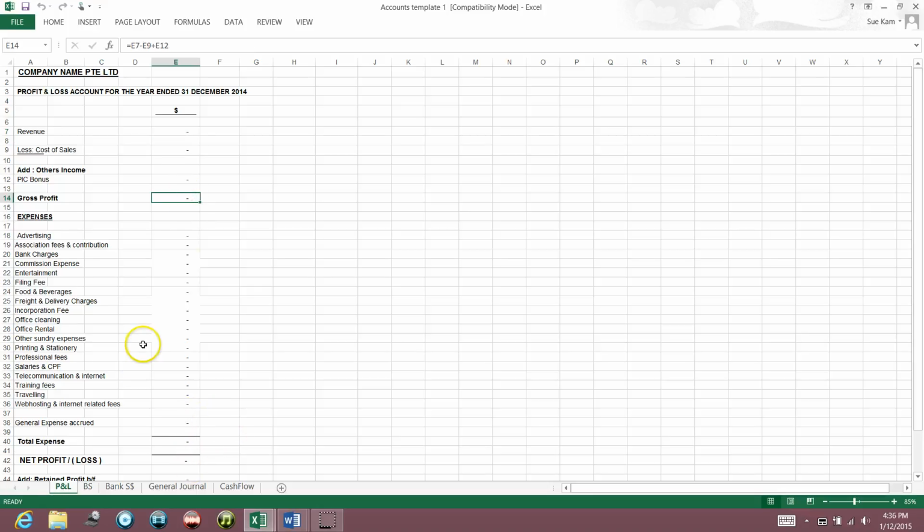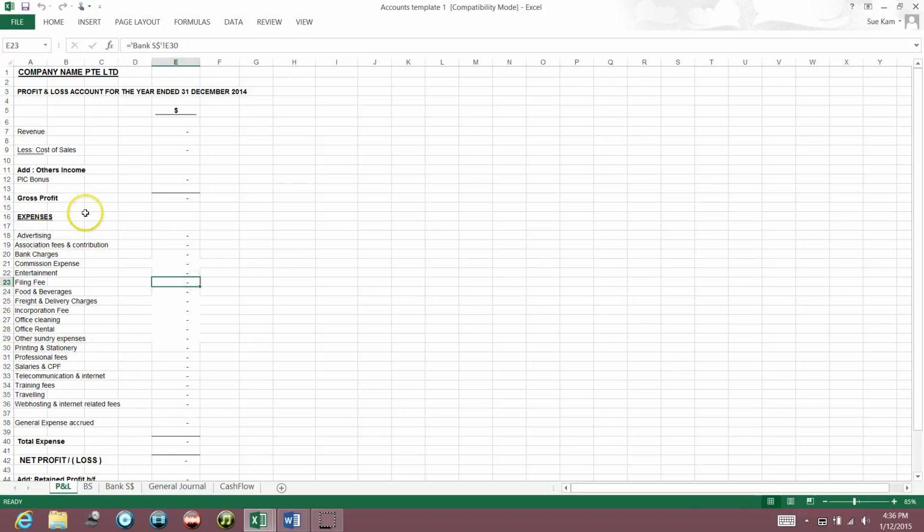So you don't amend the profit and loss account. Here, you can amend this one. That means change this to your company name. Even your financial year end you can change. This template is suitable for a first year company, and don't change anything here.